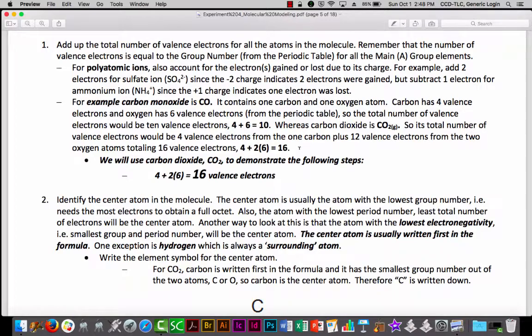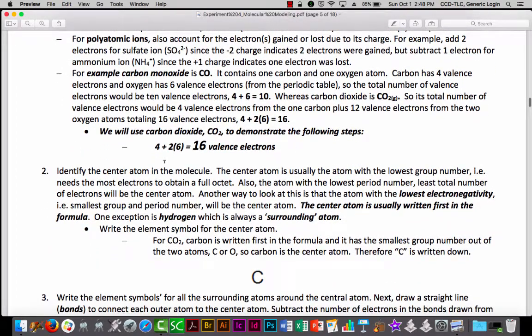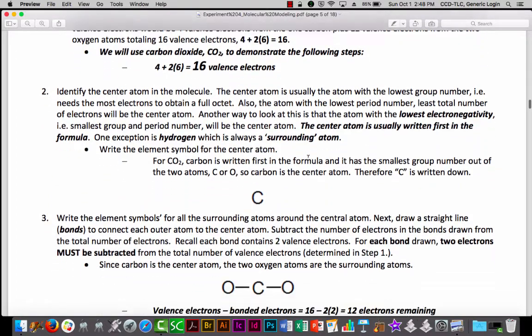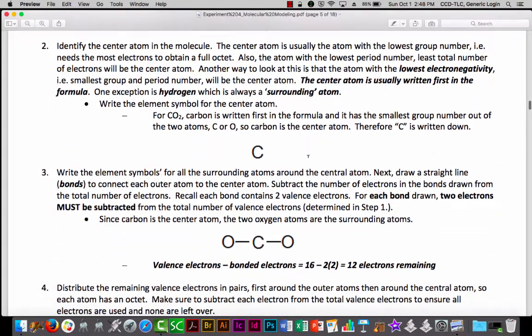So let's look at carbon dioxide to demonstrate the following steps. First, we determine there are 16 valence electrons in carbon dioxide. The second step is to identify the center atom in the molecule. The center atom is usually the atom with the lowest group number, which means that it needs the most electrons to obtain a full octet. Also, the atom with the lowest period number will usually not be the central atom.